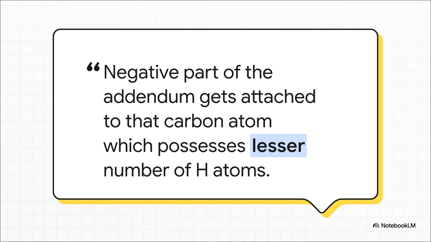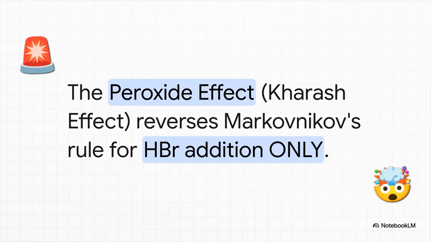Why? Because that path creates a more stable carbocation intermediate. But wait, just when you think you've got it figured out, here comes the big NEET trap. It's called the peroxide effect or the Kharasch effect, and it does exactly what you'd think. It flips the rule completely. Now you get Anti-Markovnikov addition.